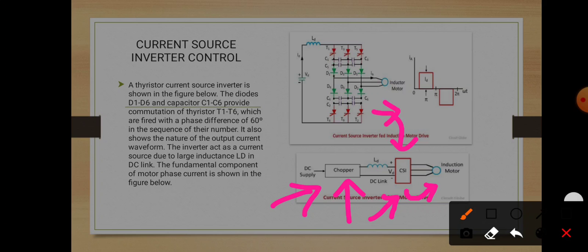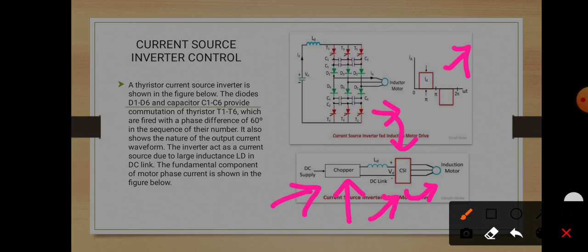The thyristor current source inverter is shown in the figure, which has thyristors as switches. The diodes D1 to D6 and the capacitors C1 to C6 provide commutation of the thyristors, which are fired with a phase difference of 60 degrees. The firing is given at a phase difference of 60 degrees in the sequence of their numbers. It also shows the nature of the output current waveform.